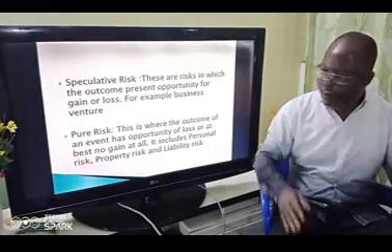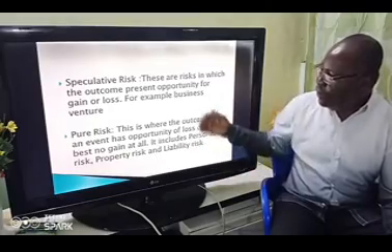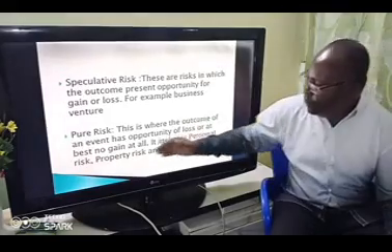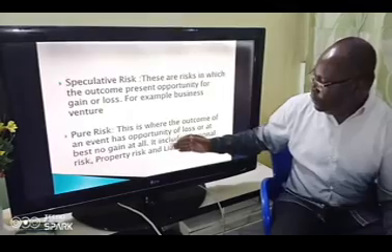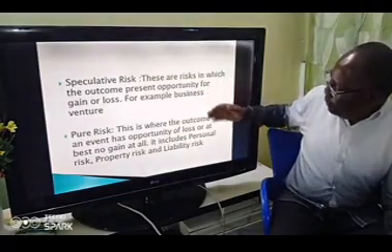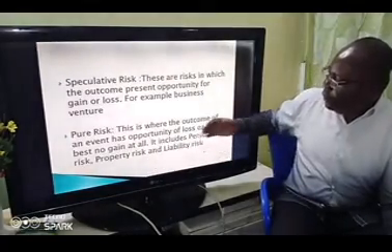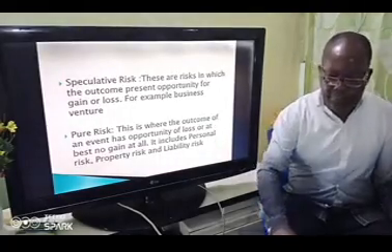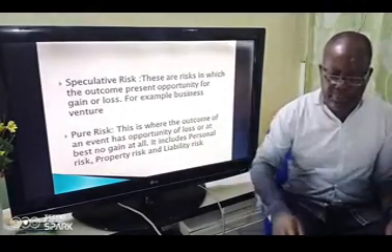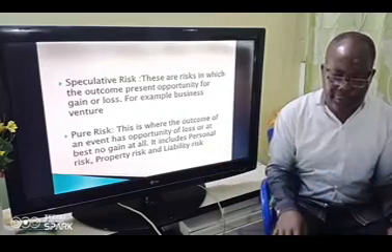The next is pure risk. Pure risk is where the outcome of an event has opportunity for a loss or at best no gain at all. And it includes personal risks, property risks, and liability risks. So with this particular risk, it is insurable. You can take an insurance policy to cover such risks.